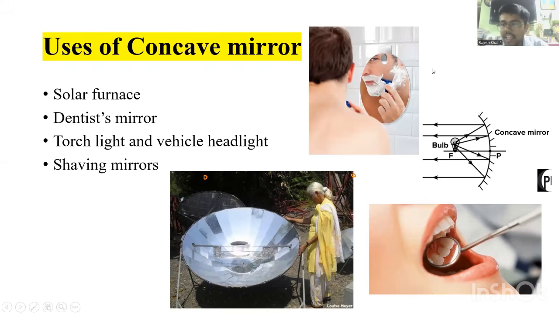Okay, lastly this one. See this bulb, what is this? Headlight. In reverse, all the parallel rays coming and hitting the mirror go to focus. Now you keep a bulb at focus, it will hit the glass, hit the mirror and go parallel.